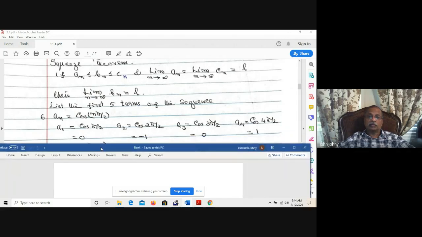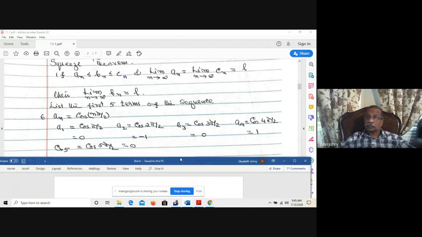Now you find the values. You may use a unit circle or the calculator. Cos pi over 2 is 0. That is, a1 is 0. Cos 2 pi over 2 is cos pi, that is negative 1. Cos 3 pi over 2 is 0. Cos 4 pi over 2 is 1, that is the same as cos 0. Cos 5 pi over 2 is equal to, this is a5, cos 5 pi over 2 is 0. Okay.